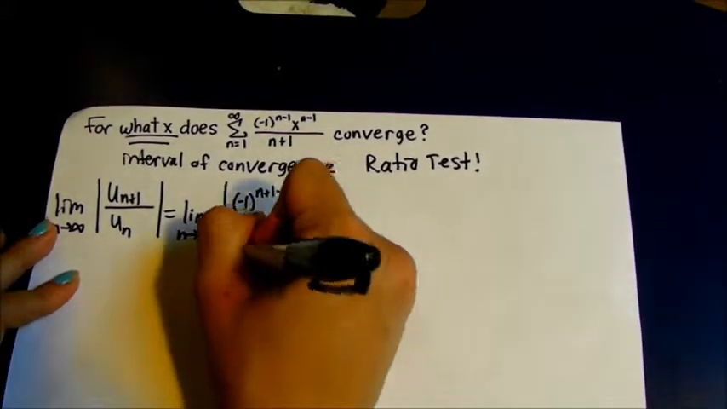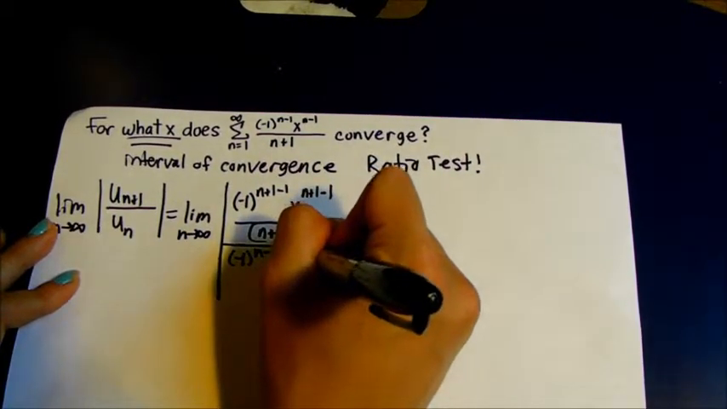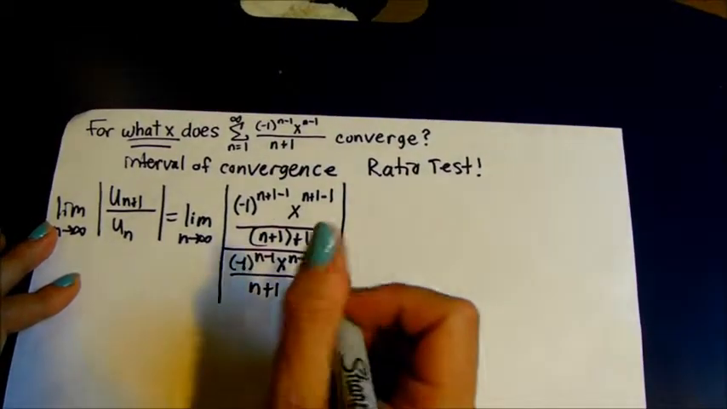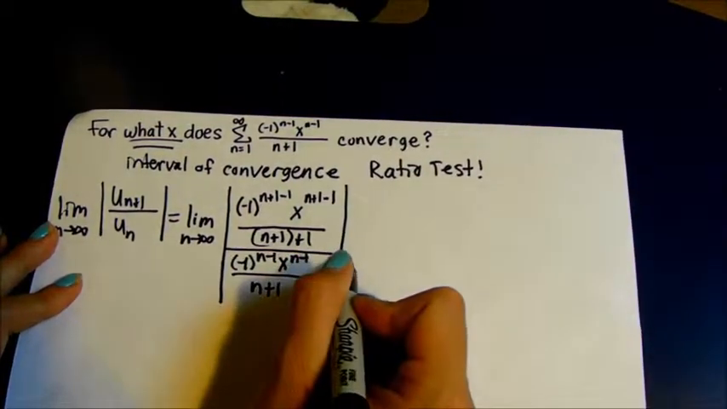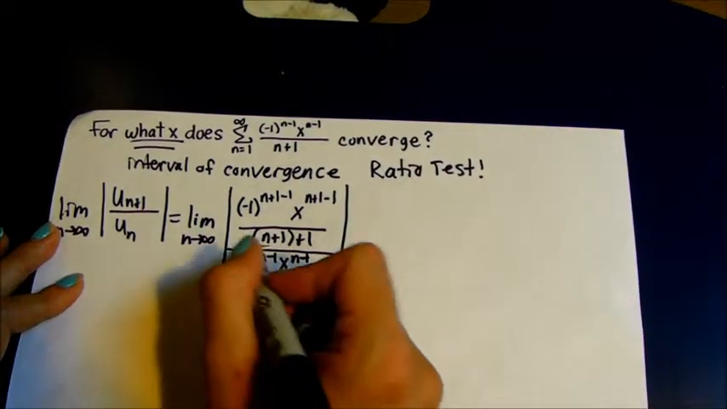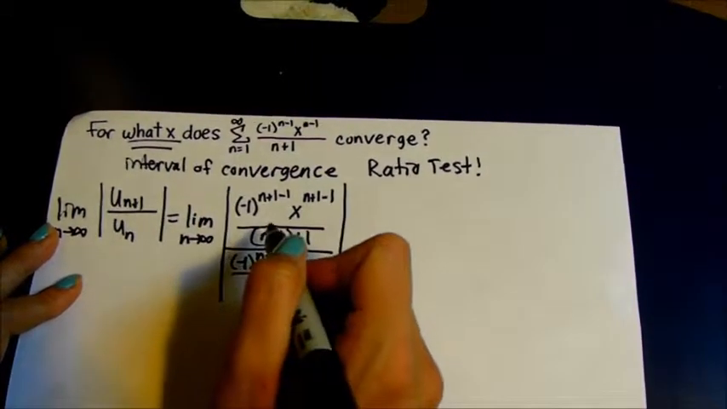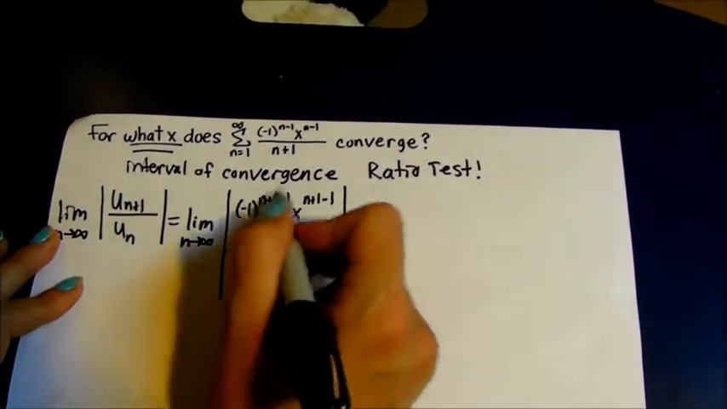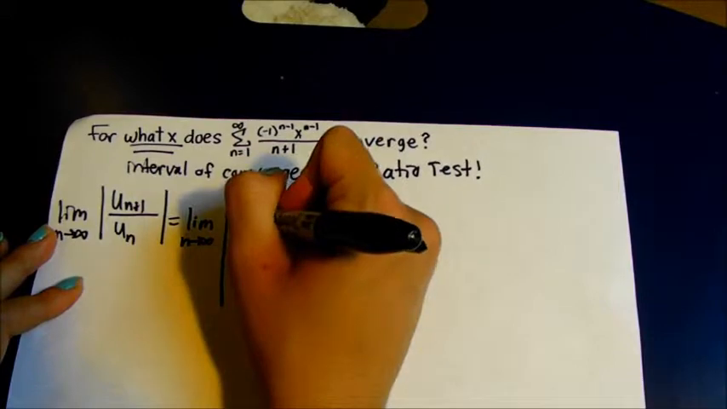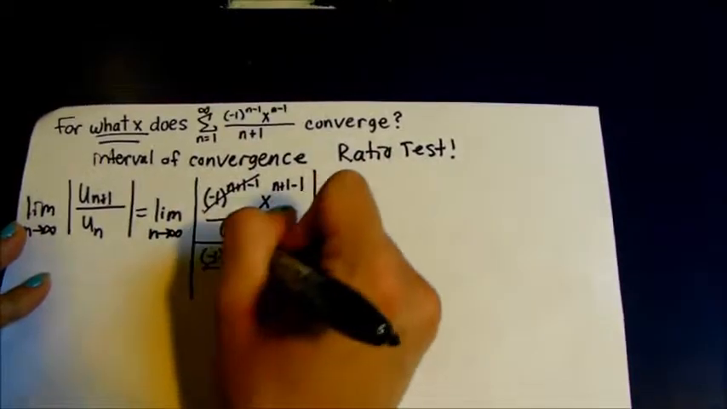and this is all over -1 to the n minus 1 times x to the n minus 1 all over n plus 1. Because we have these absolute values here, our answer is always going to be positive. So we can ignore the -1 because we want the absolute value. No matter what n it is, we want this to always be positive, so we're going to cancel out the -1.